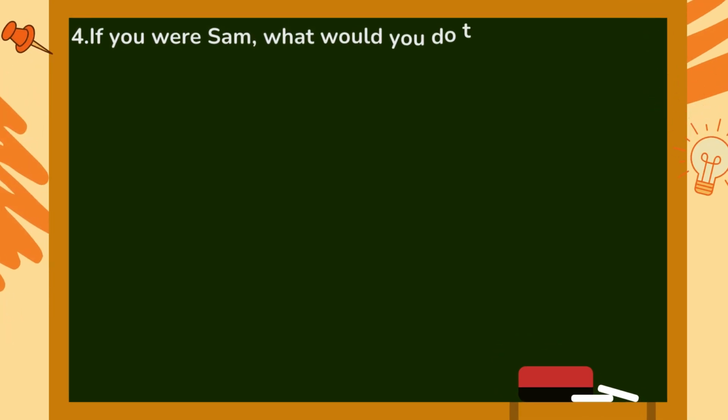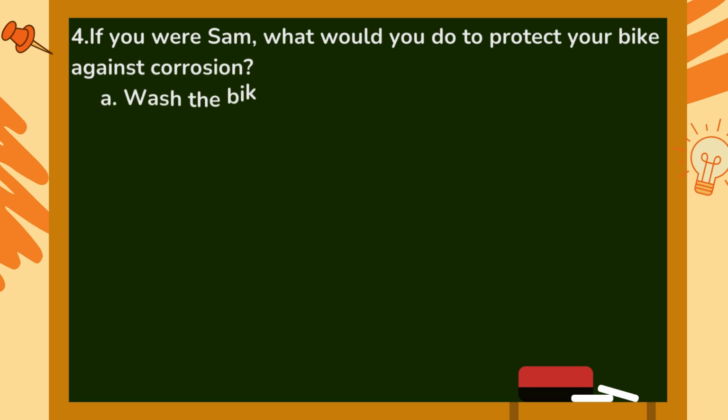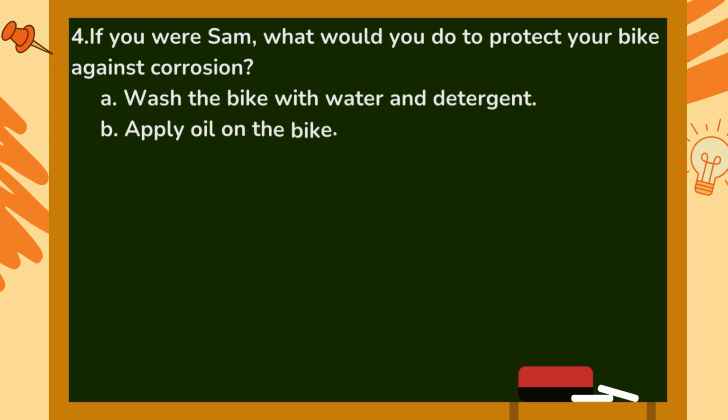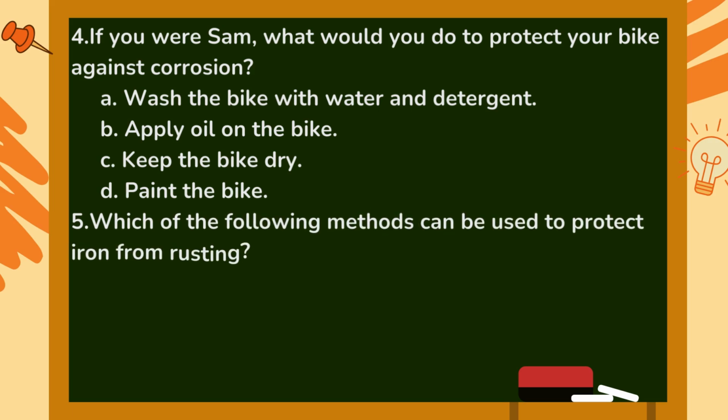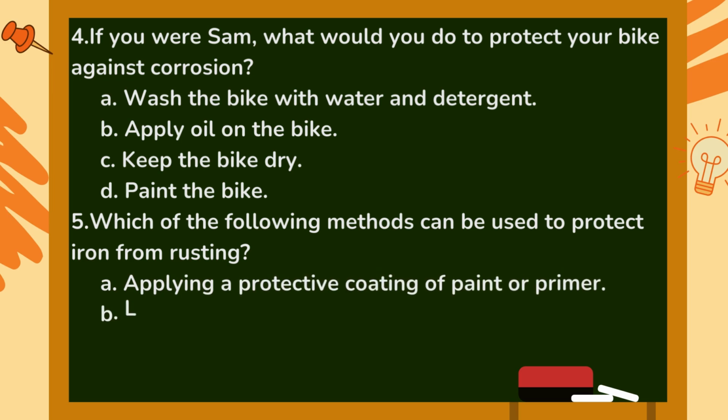Number 4. If you were Sam, what would you do to protect your bike against corrosion? A. Wash the bike with water and detergent. B. Apply oil on the bike. C. Keep the bike dry. D. Paint the bike.